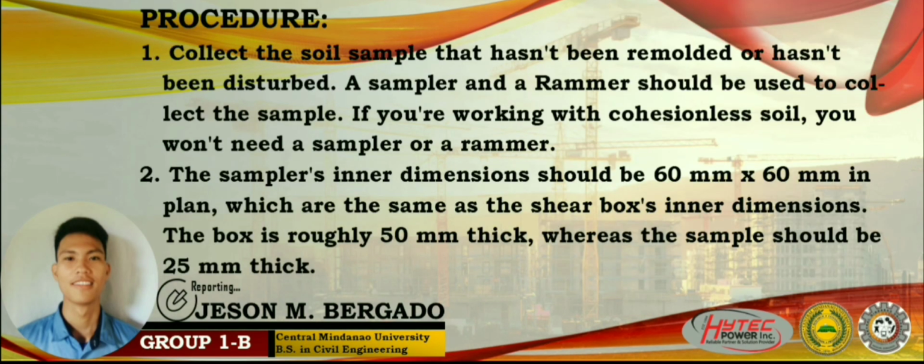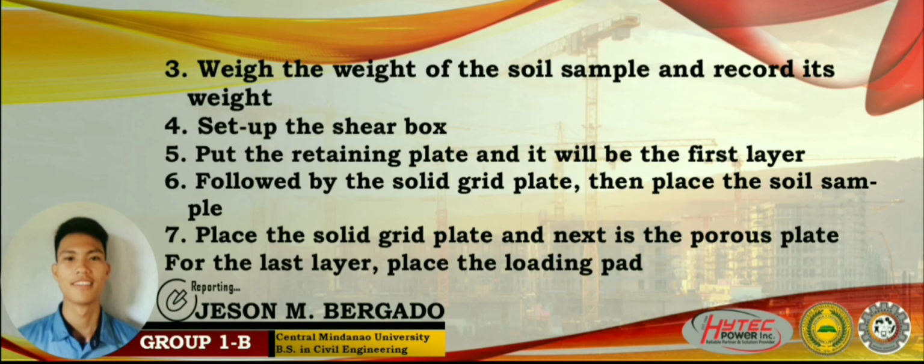And then for the procedure, collect the soil sample that hasn't been remolded or hasn't been disturbed. A sampler and a rammer should be used to collect the sample. Then the sampler's inner dimension should be 60 mm by 60 mm in plan, which are the same as the shear box inner dimensions. Then weigh the soil sample and record its weight. Then set up the shear box.